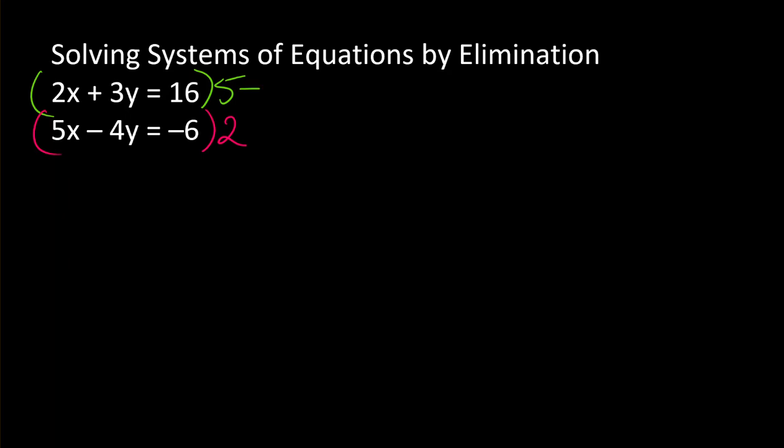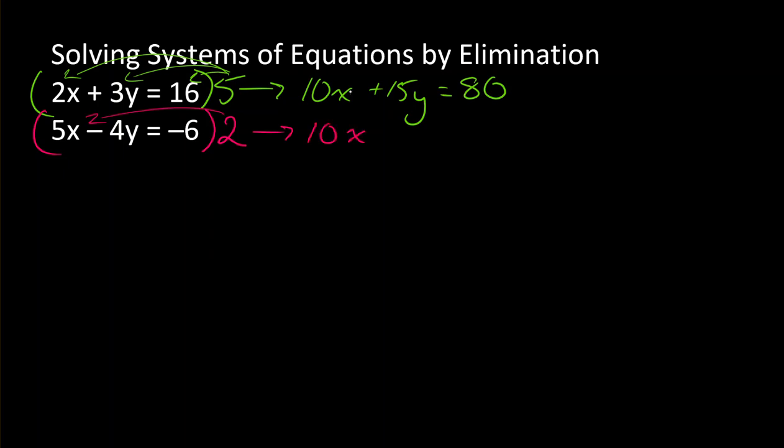So this way, the top equation becomes, well, 5 times 2 is 10x, 5 times 3 is 15y, and then 5 times 16 is 80. All right. When we multiply the second equation by 2, we end up getting 10x. Good, our coefficients are the same. 2 times 4 is -8y, and then 2 times -6 is -12. All right, so I'm just going to erase some of this garbage here. Perfect.